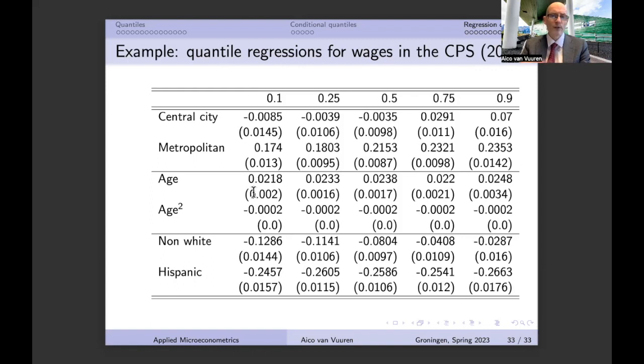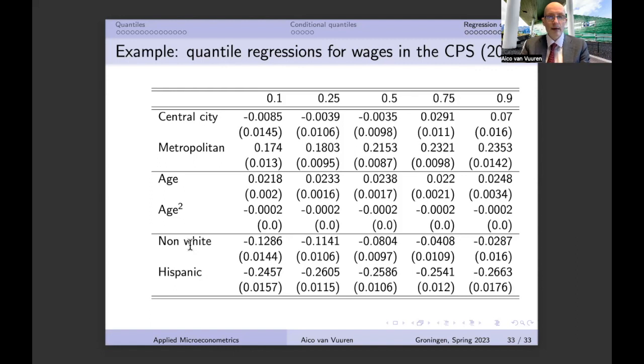That of course is related to the fact that we don't have experience over here, and that older individuals are typically also more experienced, but we do not see that much of a difference along the distribution. We do see that the relationship is not linear, but we don't see anything along the distribution.